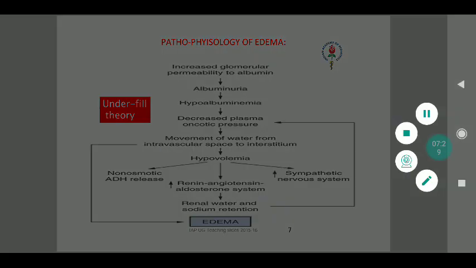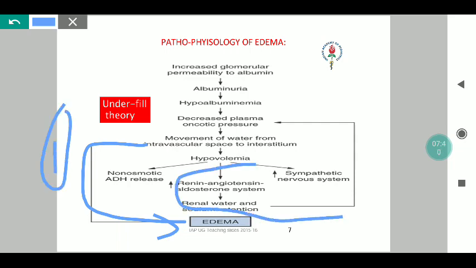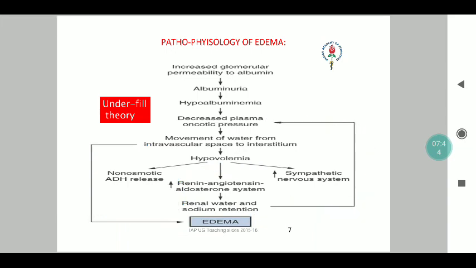To simplify it, edema is caused because of movement of water from the intravascular space into the interstitium. That is point number 1. This is accelerated by the compensatory mechanism which tries to prevent it, but in turn ends up worsening it. That is nothing but the underfill theory. Underfill is because of an underfill of water. That's how the name came.